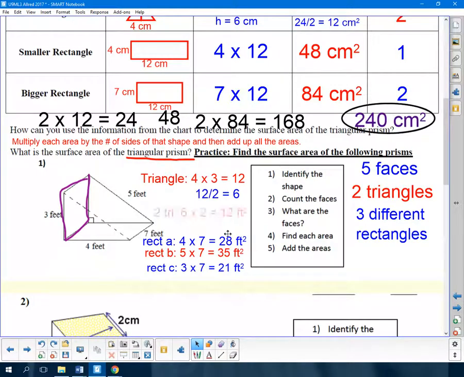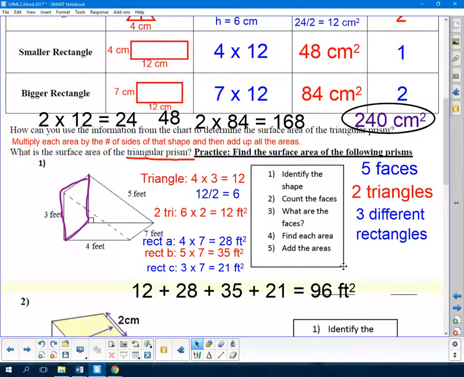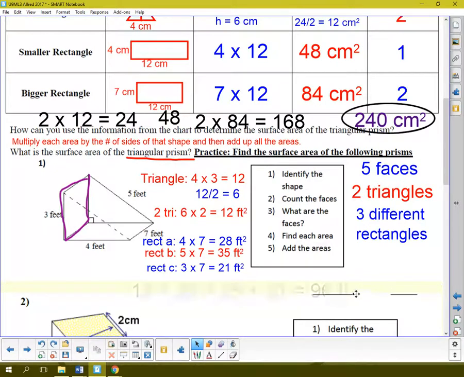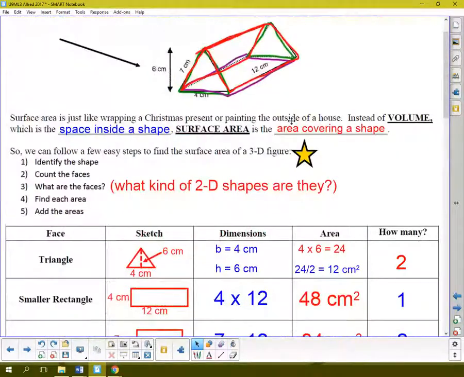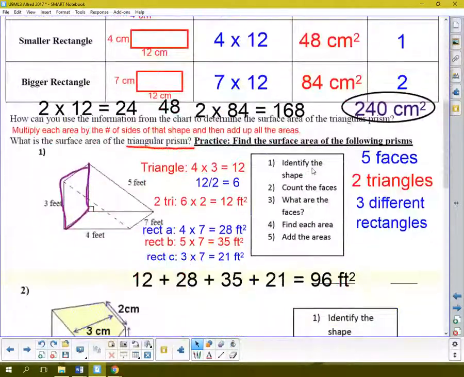I'm going to take 12 and add the 28, add the 35, add the 21. That represents all the faces of that shape. And 12 plus 28 is 40, plus 35 is 75, plus 21 is 96 feet squared for the surface area of that entire triangular prism. So now we found the surface area of 2 triangular prisms. Again, surface area is just the area covering a shape, okay?